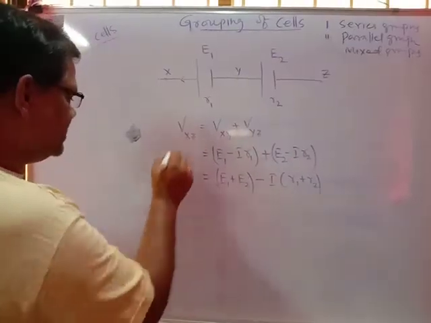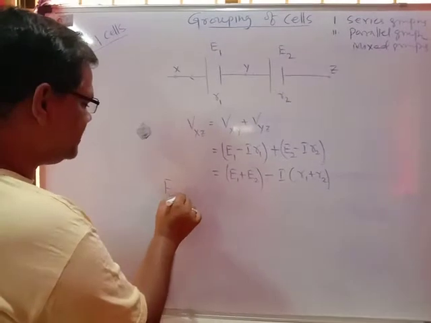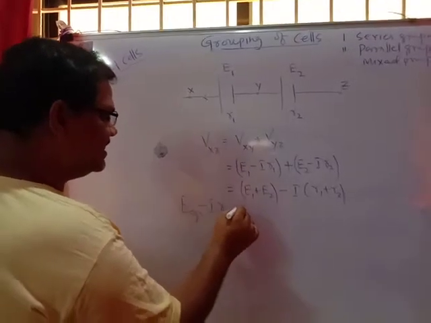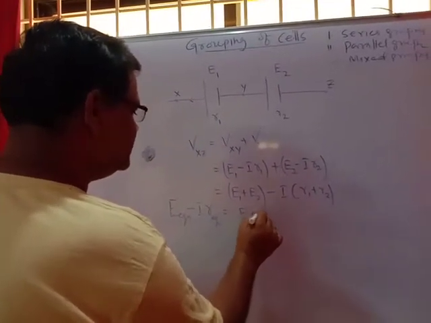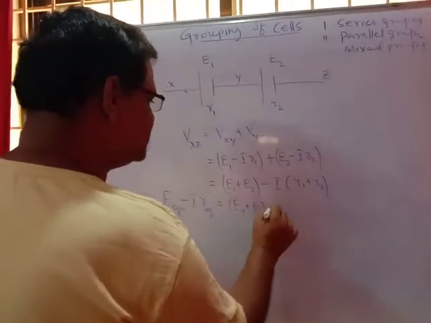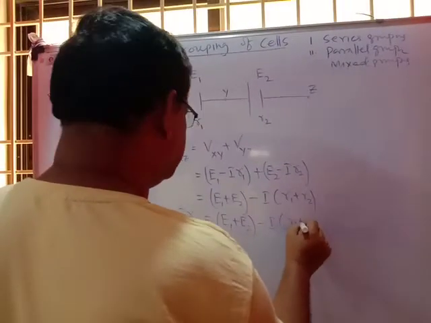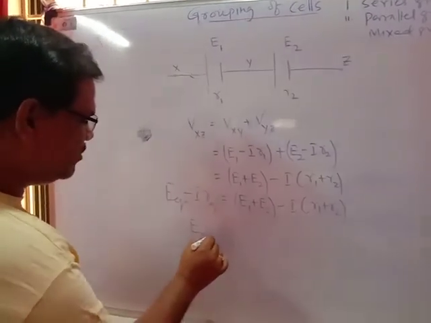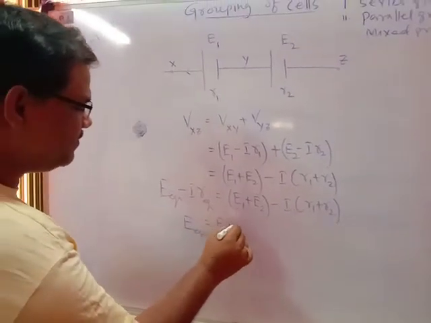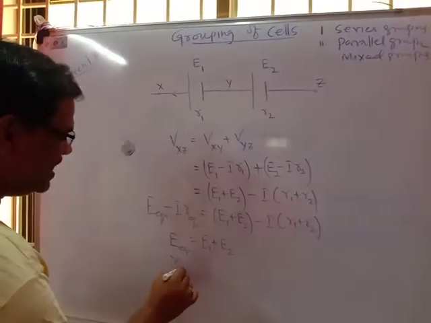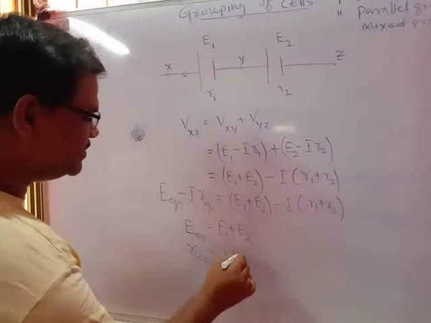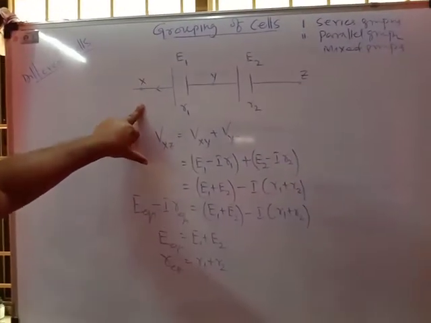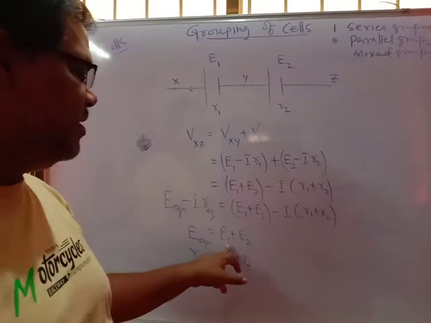So what will be the net terminal PD across the combination? This can be written as E equivalent, E net, minus I into R equivalent, equal to E1 plus E2 minus I into R1 plus R2. So if you compare all these things, you are finding E equivalent equal to E1 plus E2, and similarly R equivalent equal to R1 plus R2. If two cells of different EMF are grouped in series, then the equivalent EMF will be E1 plus E2.